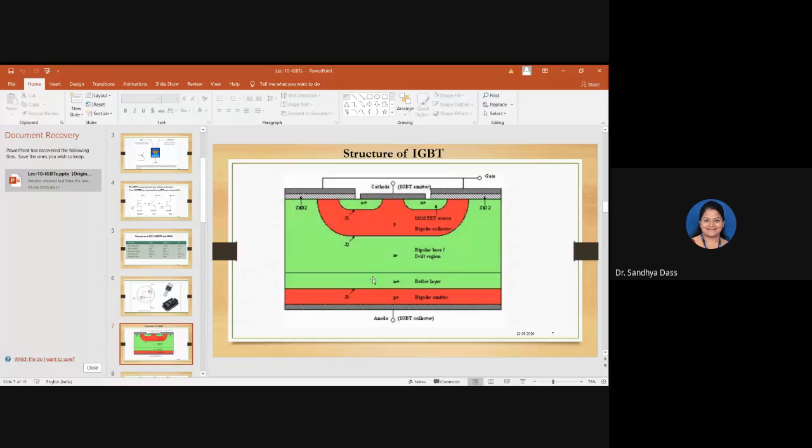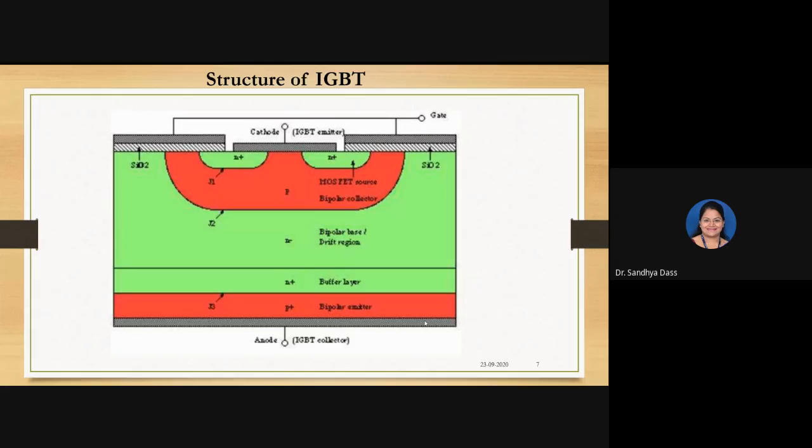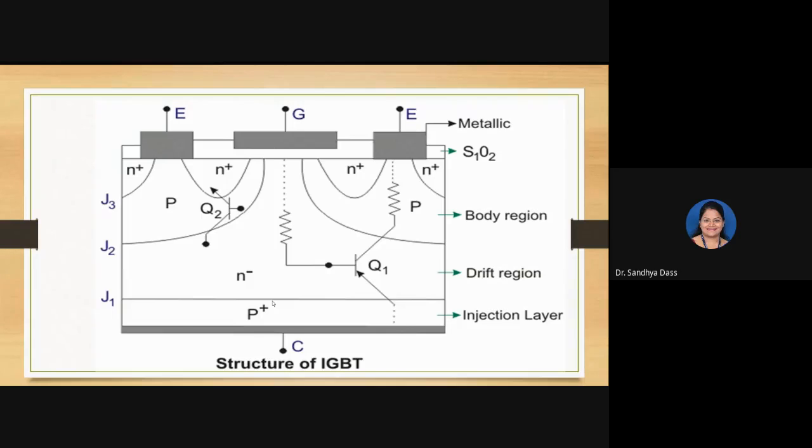So this will be the structure and the layers of the device. It has a typical N-channel MOSFET, and there is one more extra layer, which we call the injection layer. There is the drift region and the body region. All right. So with the MOSFET structure, you can identify that the regions and the operations can be compared to the two BJTs, Q1 and Q2.